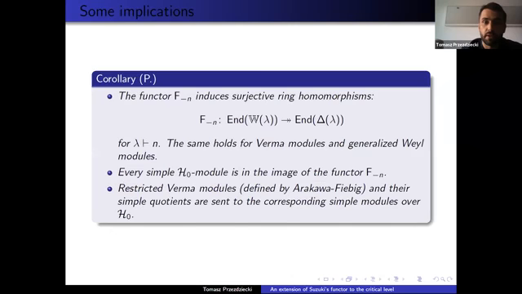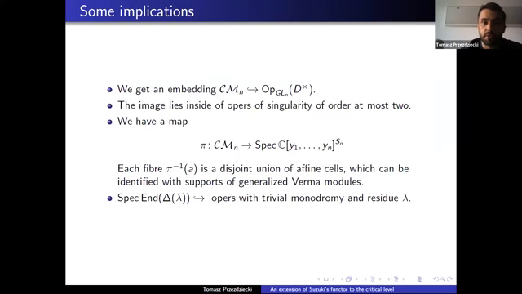Okay, so now regarding the algebraic map between the two centers, there is some geometry associated to it. So the question is, can we give some more geometric description? And the answer is that partially yes. So we get an embedding from the Calogero-Moser space into the space of opers, and we can say a few things. So first of all, the image lies inside of opers of singularity of order at most 2.